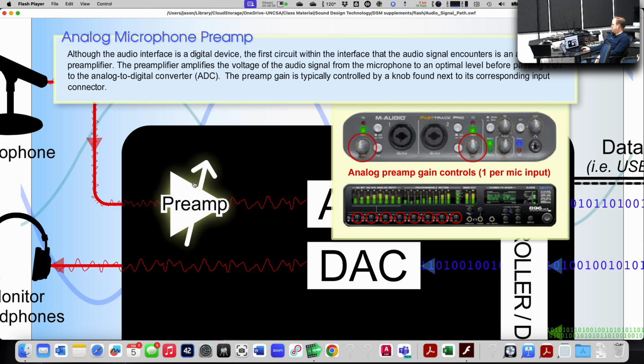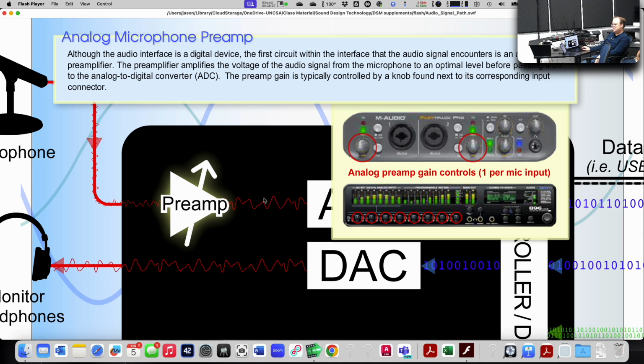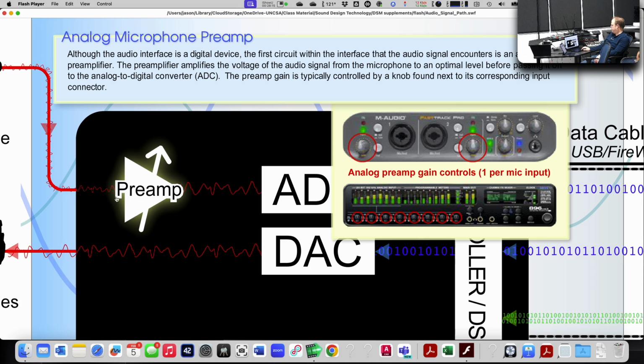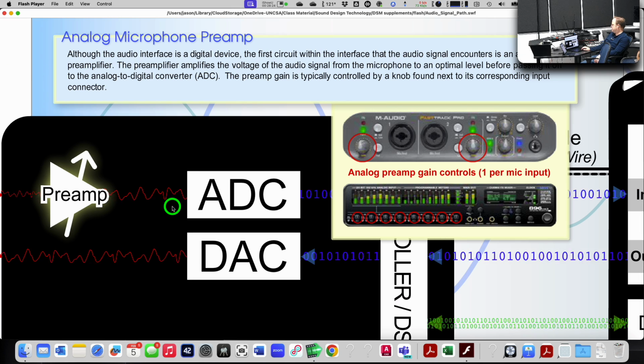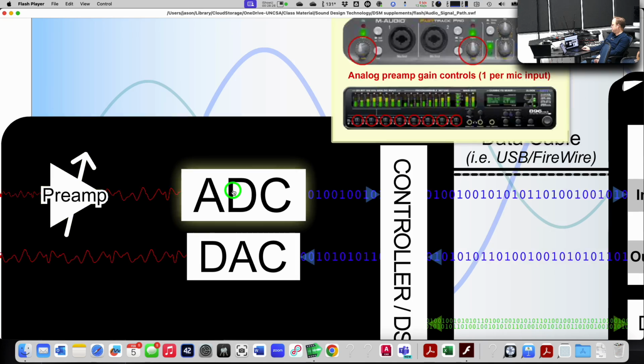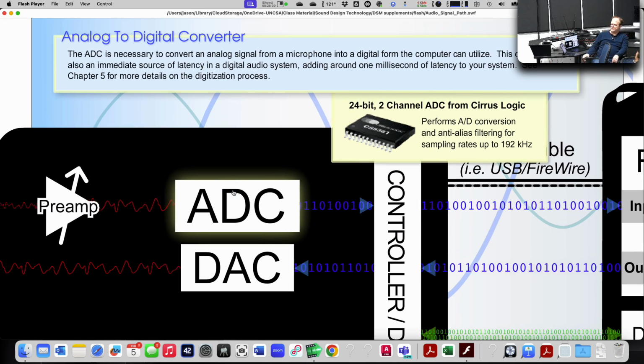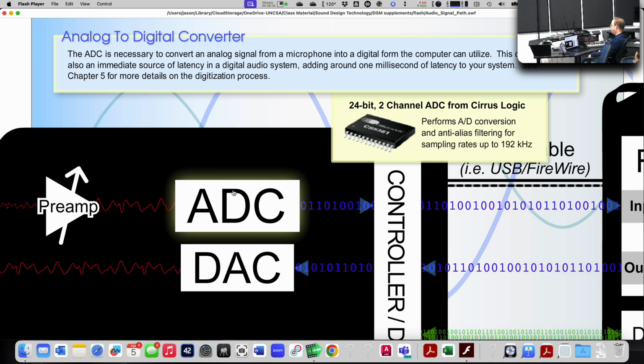So that's what the preamp does, it just amplifies that voltage, hopefully without amplifying its own self-noise, and feeds that now higher voltage signal. As you can see in the animation here, it came in as a lower amplitude audio signal and it's coming out at a higher amplitude. That's what the preamp's going to do. And then it feeds that analog signal into this thing called the ADC, which stands for Analog to Digital Converter.